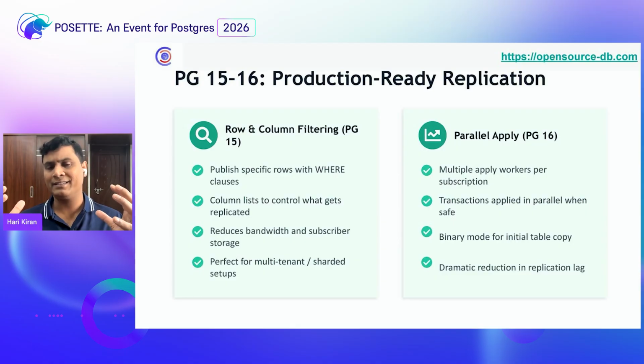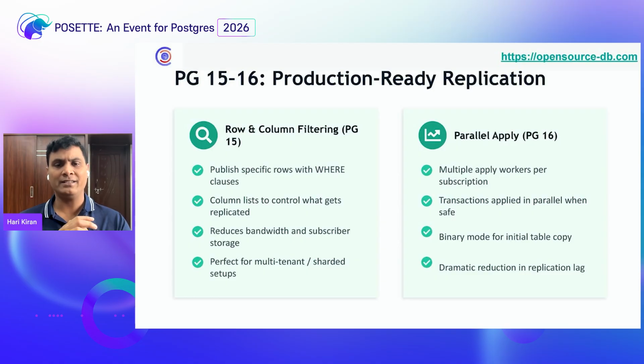If you are running a SaaS platform and you need to replicate customer data to regional clusters, this is the feature that makes it practical without having to reconstruct your entire schema. And then another feature, parallel apply in PG16, addressed the major bottleneck of throughput between the source and the target.